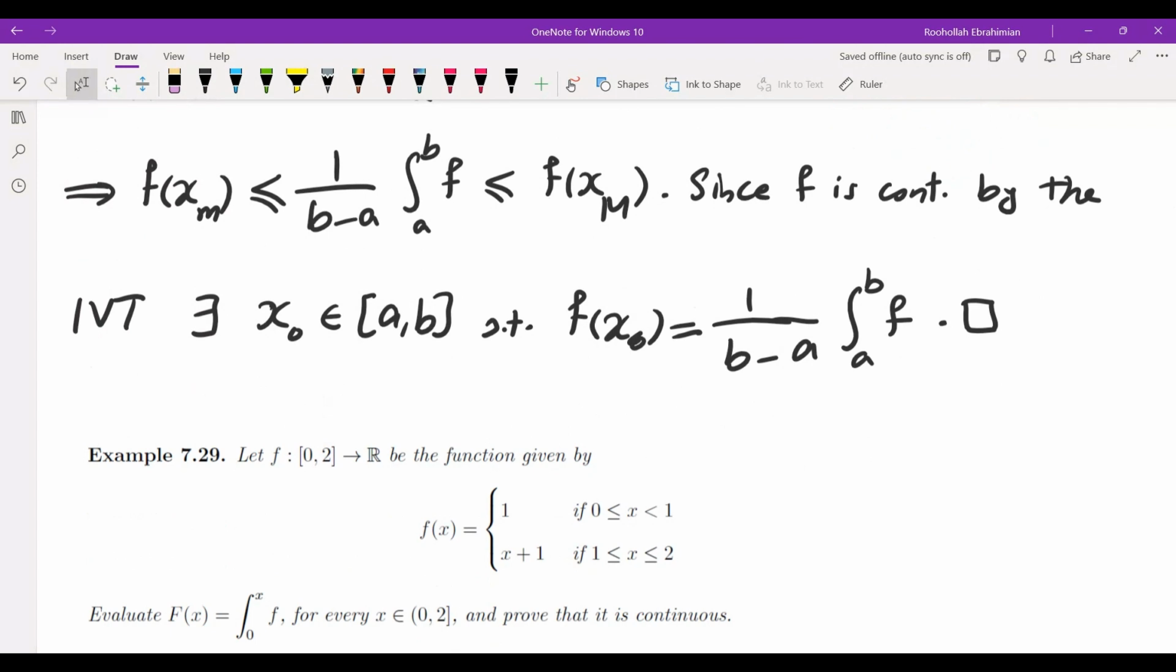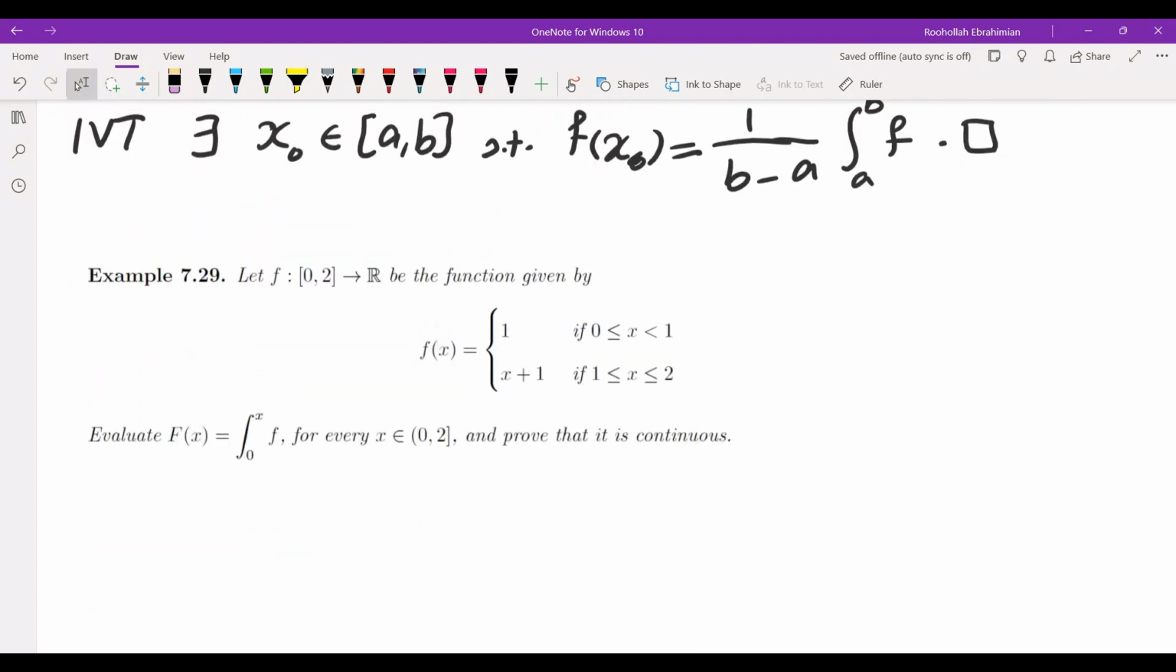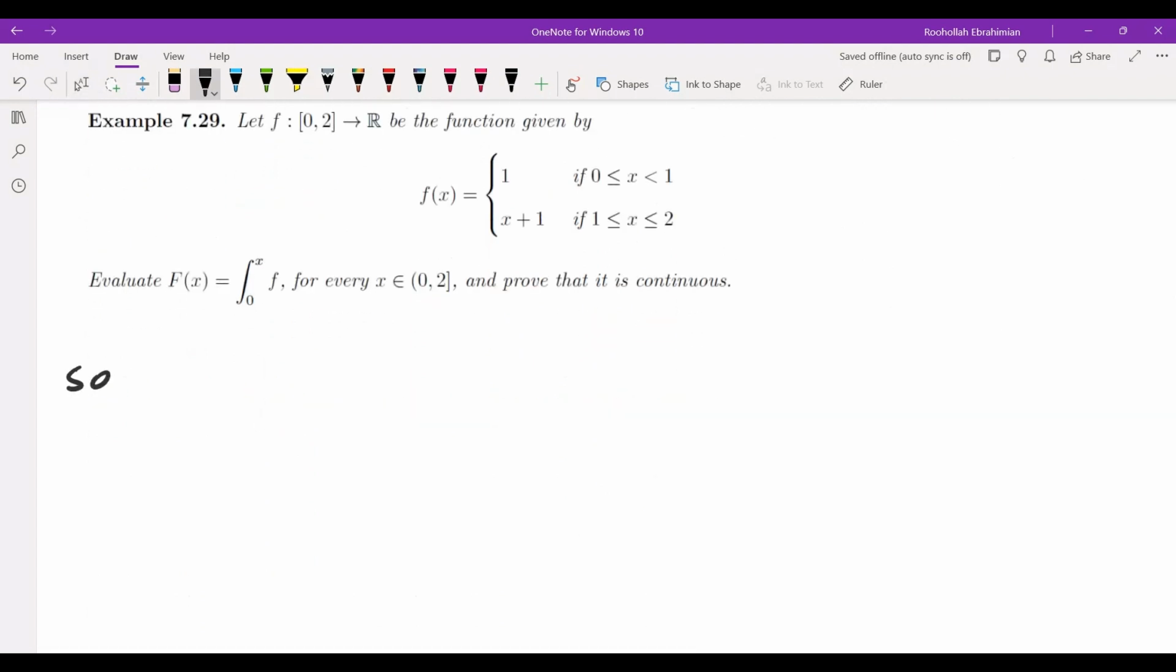Okay, so that is the first theorem, the mean value theorem for integrals, which is going to be useful in proving the second fundamental theorem. Next, we will do an example.